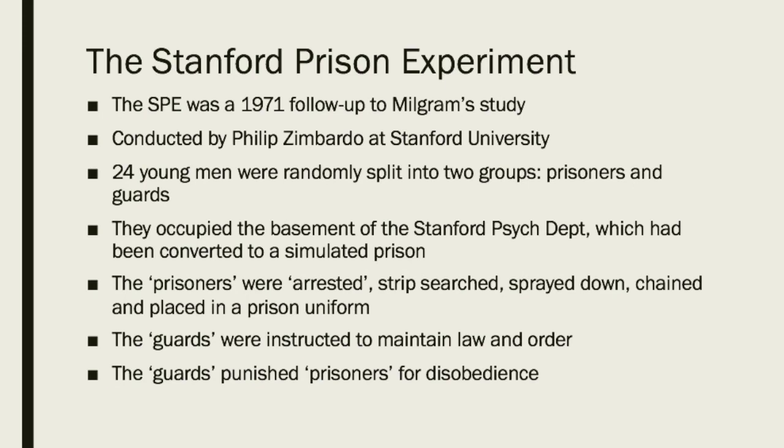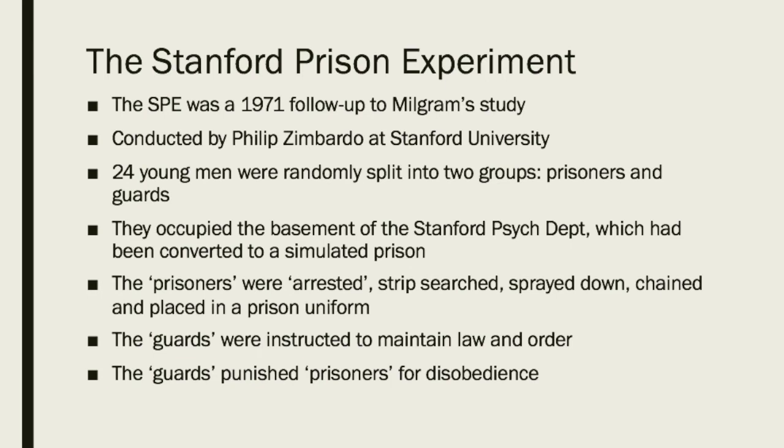Now, in the real experiment, 24 young men, mostly students, were recruited to participate in a prison simulation environment. The subjects were randomly split into two groups, prisoners and guards. These two groups formed the basis for their social identities throughout the experiment. Zimbardo and his lab converted the basement of the psychology department into a simulated prison environment.